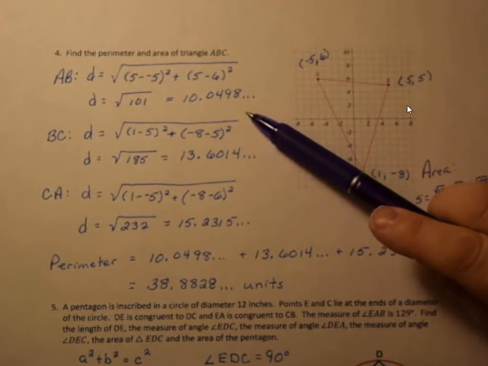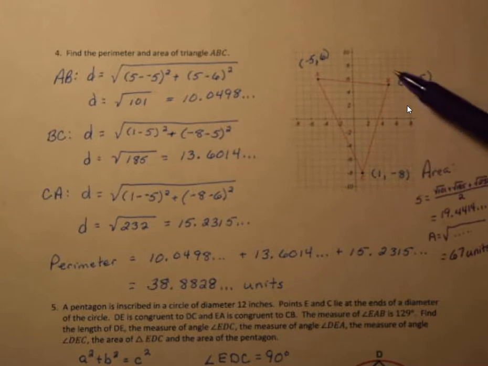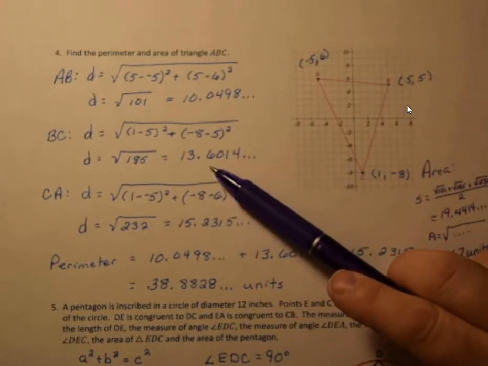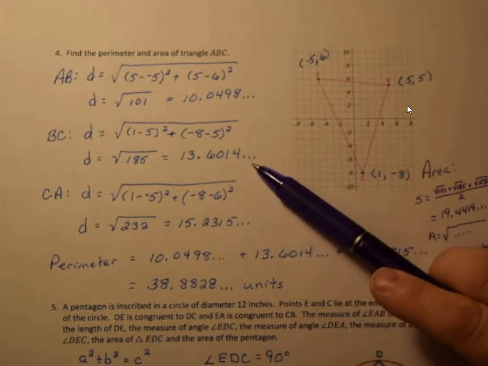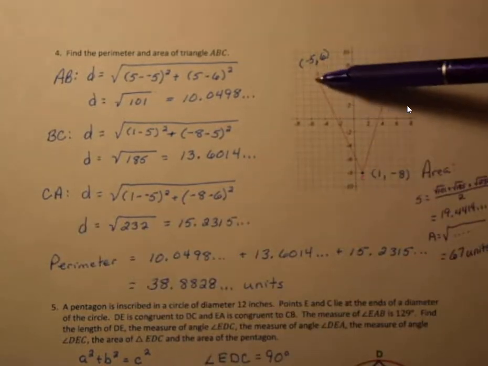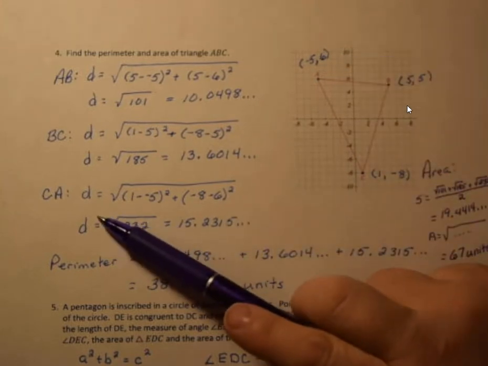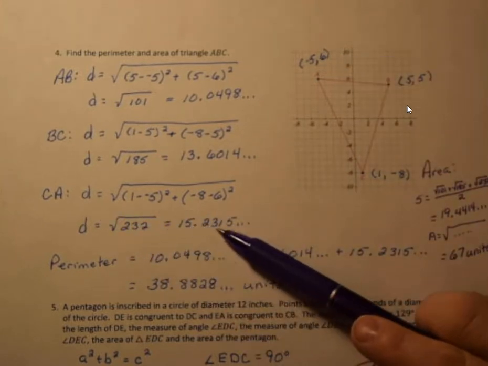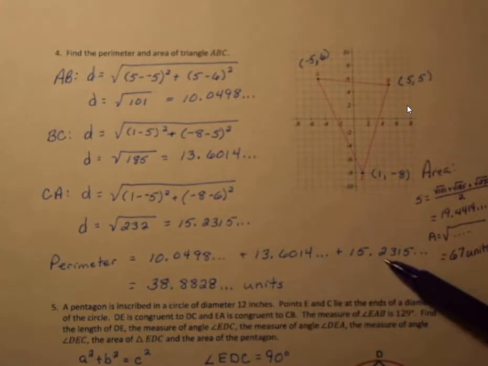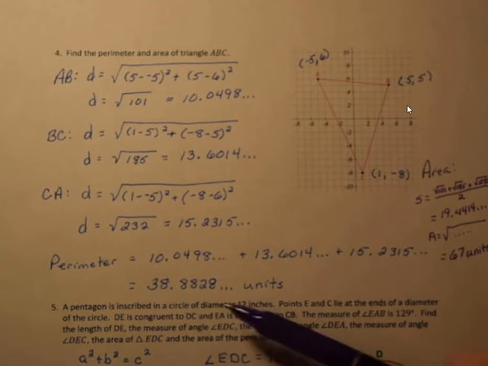10.0498 and so on. Okay, BC, you would do the same thing, and you would get 13.6014 and so on. CA, do the same thing, and you get about 15.2315. Okay, so the perimeter, you would add all three up, and you'd get 38.8828 and so on units.